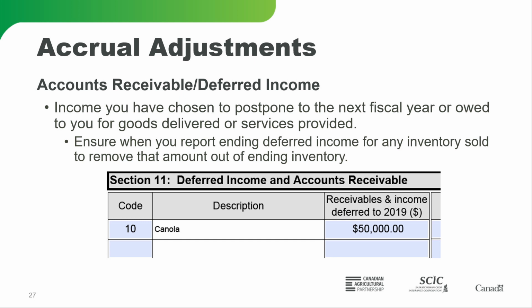In this example, it is a little screenshot of the actual form that you fill out and record it on. This producer here sold some canola and deferred that income of $50,000 into the 2019 tax year, or 2019 program year, for this producer. Fill it out and tell us each dollar amount that you had pre-bought.